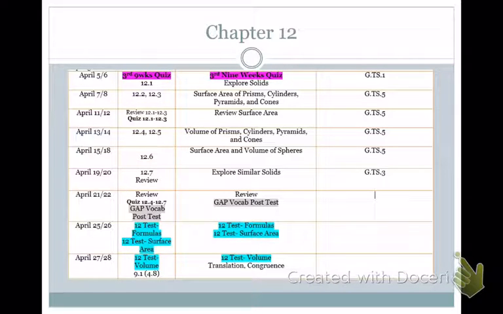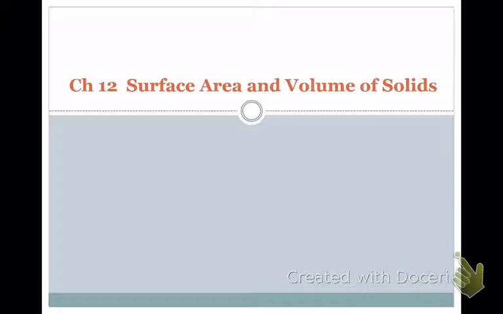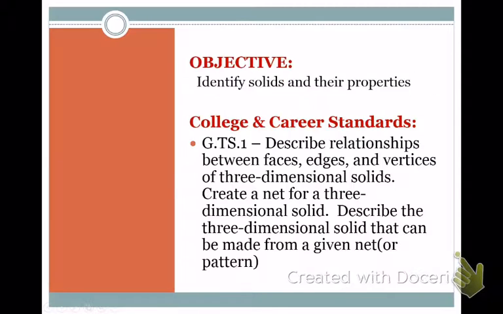When we test, we'll test over formulas, we'll test over surface area, and then the next time we'll test over volume. We're breaking it up so it's not so much at one time. All right, so chapter 12 is surface area and volume of solids. Our objective is to identify solids and their properties for this section 12.1.